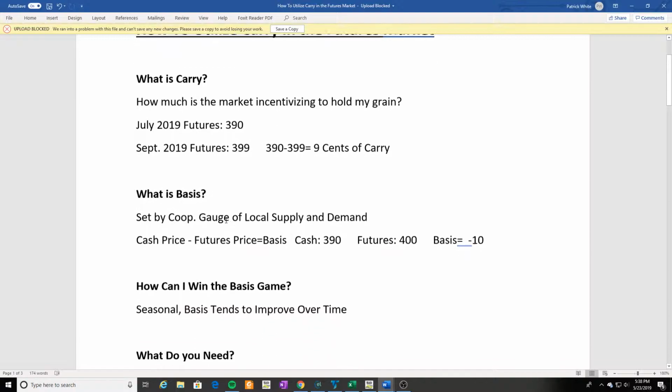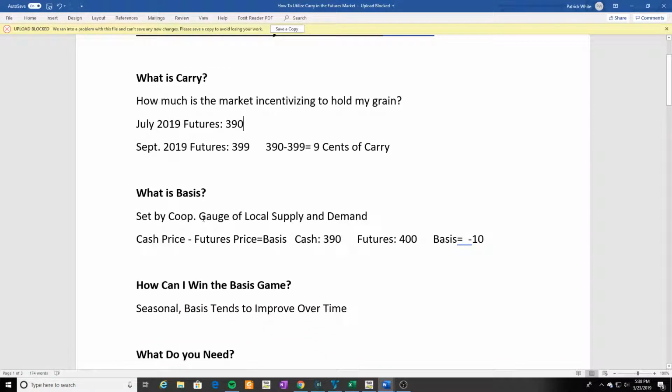So what is basis then? Basis is set by the co-op, and it's just a gauge of local supply and demand. The way you calculate it is you take your cash price minus your futures price. As an example, I've got the cash price at $3.90. If the futures price was at $4, your basis would be 10 cents under the futures. So again, it's the cash price minus the futures price, and that gets you the basis.